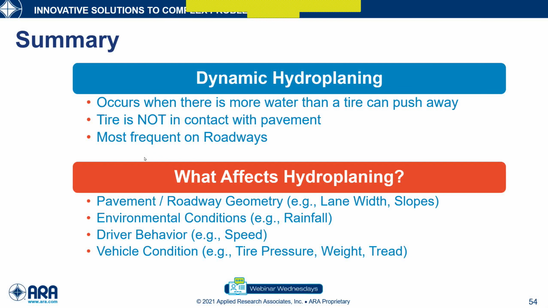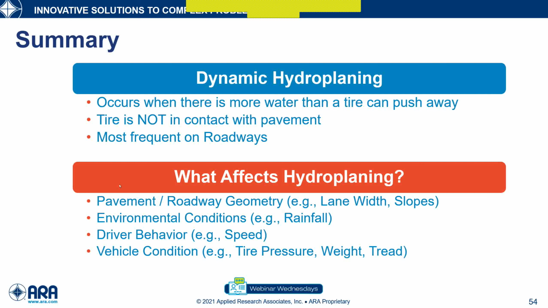All right, so to summarize what we have learned today, dynamic hydroplaning occurs when the moving tire runs over a wet pavement surface with more water than it can push away. And when this happens, the tire becomes completely separate from the pavement surface. And dynamic hydroplaning is the most frequent type of hydroplaning on roadways. And this is the one that we refer to when we simply say hydroplaning.